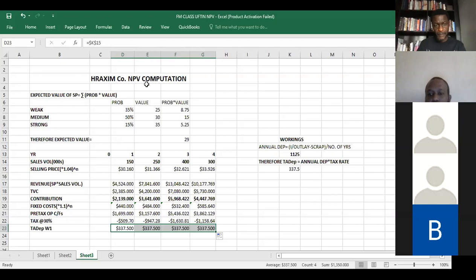Okay, Hafsa, did you get that? Yeah, K15 is this 337.5, right? Yes. I'm wondering why we're not highlighting it and we're highlighting this column down. Which column down? I mean this tax depreciation. Okay, we're not highlighting this figure. Yes. Okay, so we can highlight it.